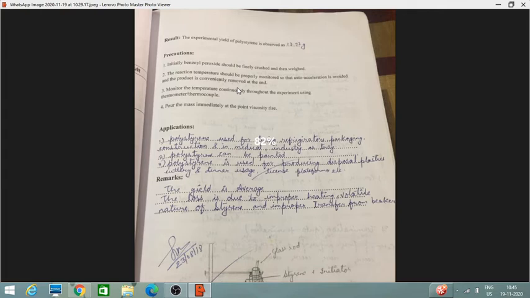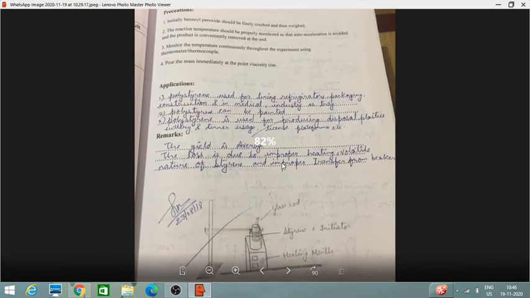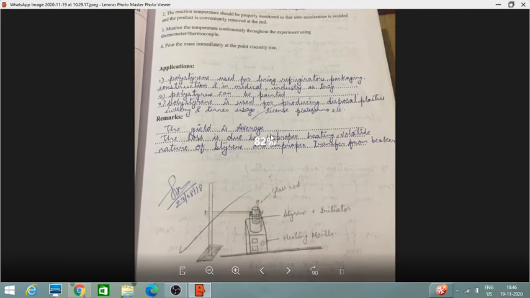Polystyrene is used for refrigerator packaging, construction, and in the medical industry and trays. Polystyrene can be printed. Polystyrene is used for producing disposable plastic cutlery and dinnerware. Remarks: the yield is average, the loss is due to improper heating, the volatile nature of styrene, and improper transfer of material. Okay, these are not important.